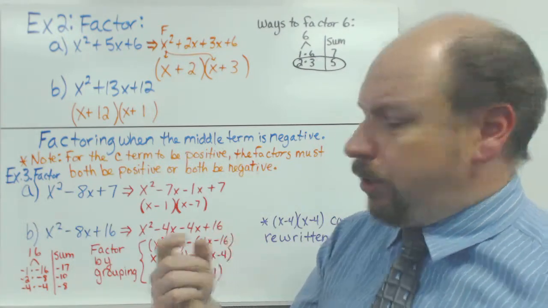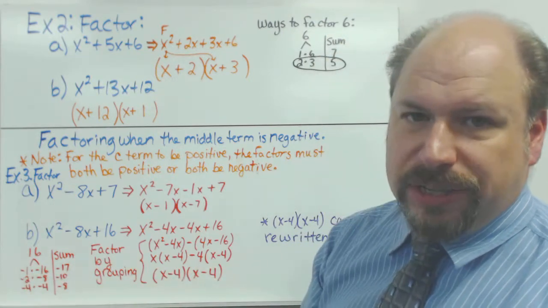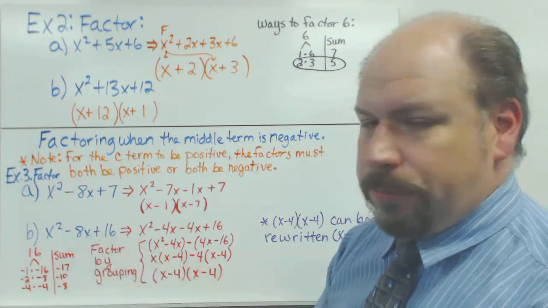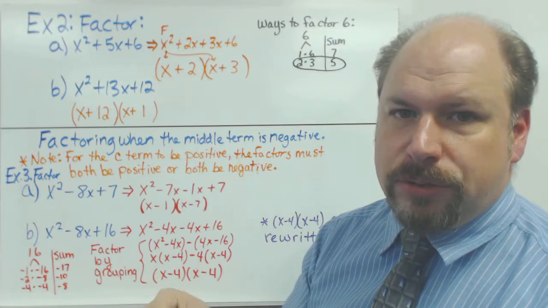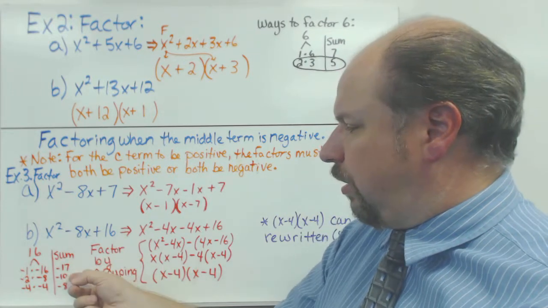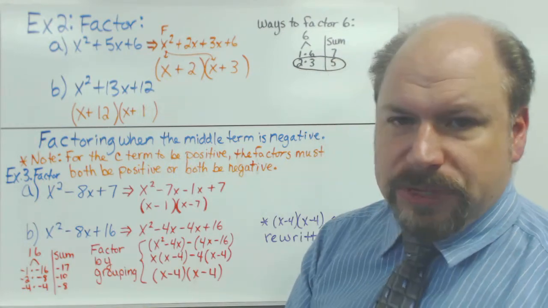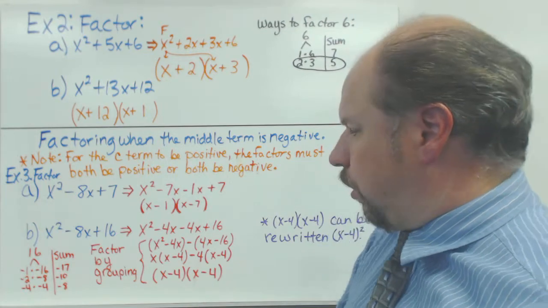So that could be, well, I have all of them listed here. Negative 1 times negative 16. When we add those, we get negative 17. That's not that middle term there, so that doesn't work. How about negative 2 times negative 8? Well, negative 2 plus negative 8 is negative 10. That doesn't work either. How about negative 4 times negative 4? When we add those two, we do get negative 8, so that seems to work.